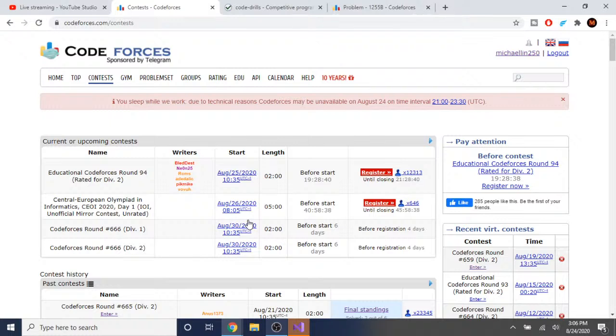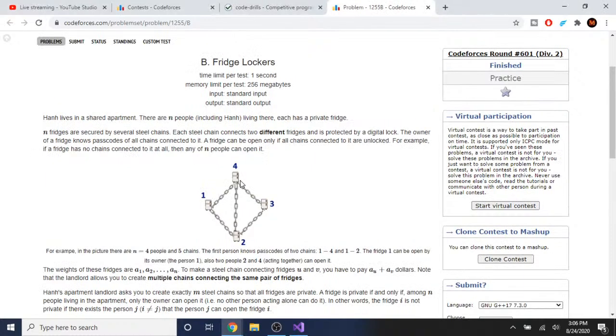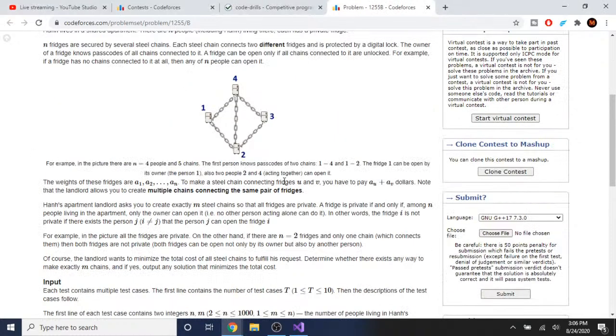Okay, let's go back to this problem. So now let's read it in. We have the fridges, and we want to minimize the cost. The fridges are A1 and so on. To make a steel chain, you have to pay A_u plus A_v. You want to create exactly m chains so that all fridges are private. It's private if among the n people living in the apartment, only the owner can open it. So fridge i is not private if there exists a person j who can open fridge i.